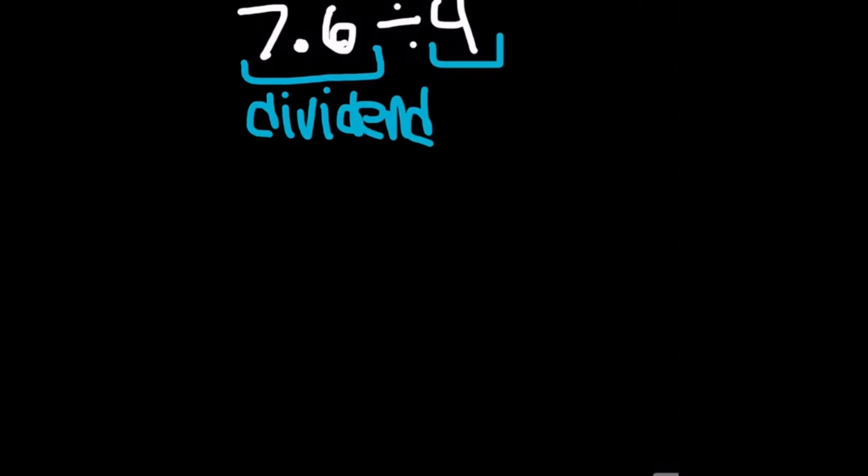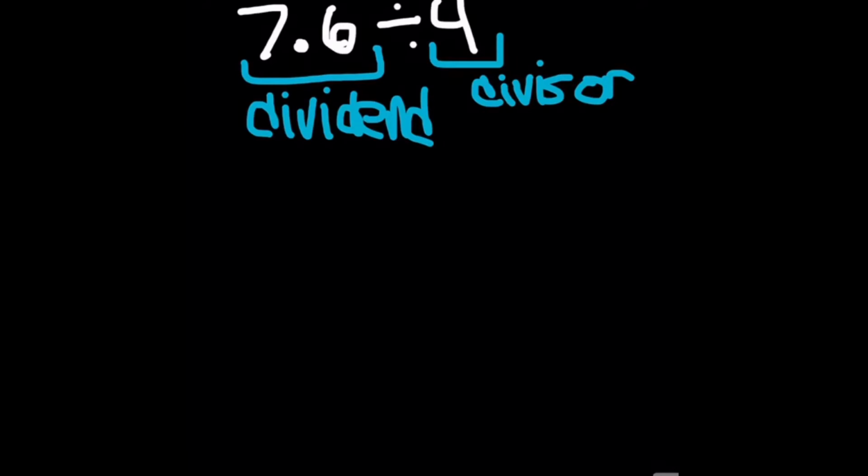So in this case, for example, let's just say 7.6 divided by 4. For today's lesson, our dividend, the first number, would be a decimal, and our divisor is going to be a whole number. We're starting easy, and our divisors are purposely going to be whole numbers. In the next video, you have dividing decimals by decimals, meaning both of our numbers will be decimals. So let's just focus on dividing decimals by whole numbers.